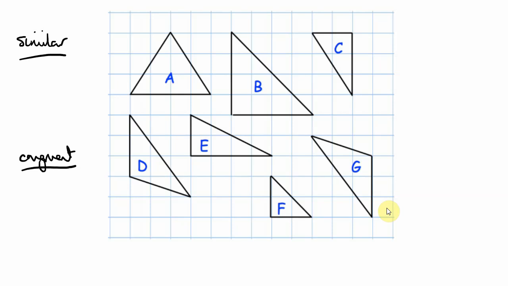Okay, so first let's go for our similar pair. Looking for two shapes that kind of look like they're the same shape, but one's larger than the other. I can see nice and clearly that I've got two right angle triangles here. We've got a length of 2 by 2 and a length of 4 by 4. So we can see it again, we'd have a scale factor of 2.